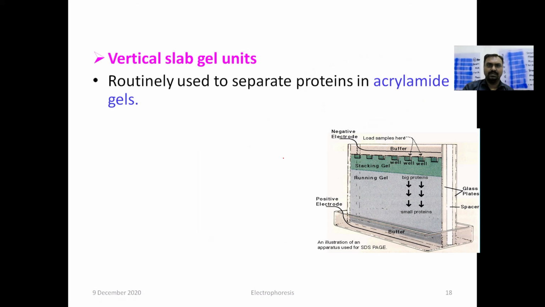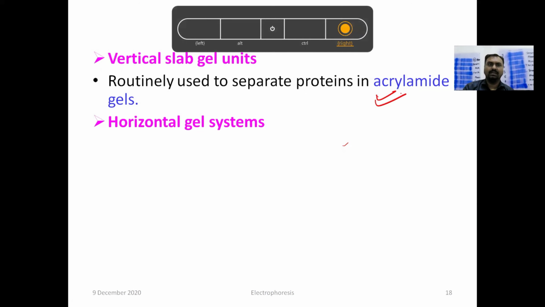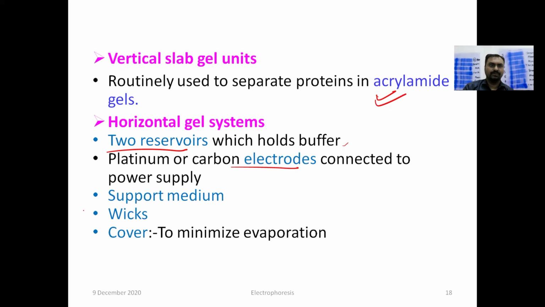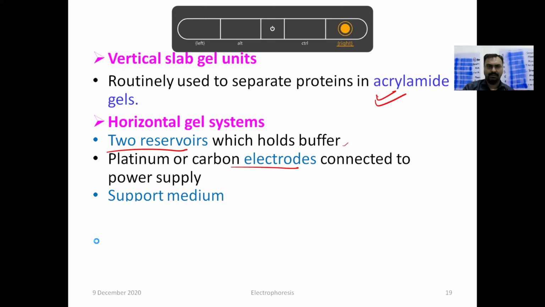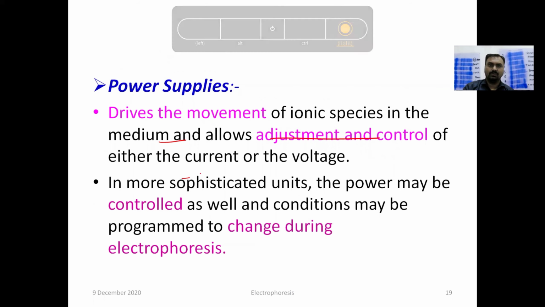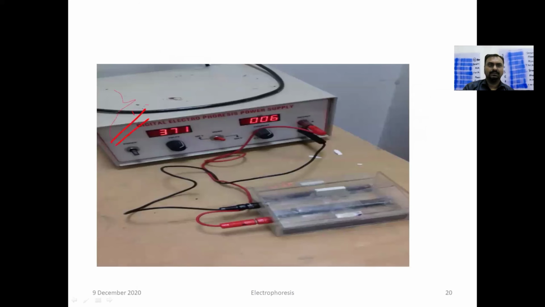Okay. So in this medium, the molecules which are negatively charged will move towards this positively charged electrode. Coming to the vertical slab gel units, routinely we use acrylamide gel, that will allow the polymerization. While in horizontal gel, we use two reservoirs which hold the buffer with platinum or carbon electrodes, which are connected to the power supply and supporting medium. Also, we use wicks and a cover to minimize evaporation. Now this power supply will drive the movement. We can adjust the voltage and current accordingly. Okay, it is very controlled, and it can be changed during the electrophoresis run. So this is the power supply, you can see here. This is the voltage, this is the current, right? And here this is a horizontal electrophoresis apparatus, so it is attached to this power supply.